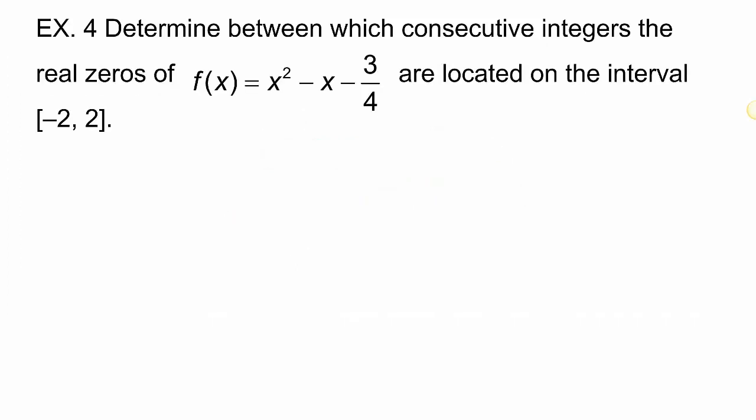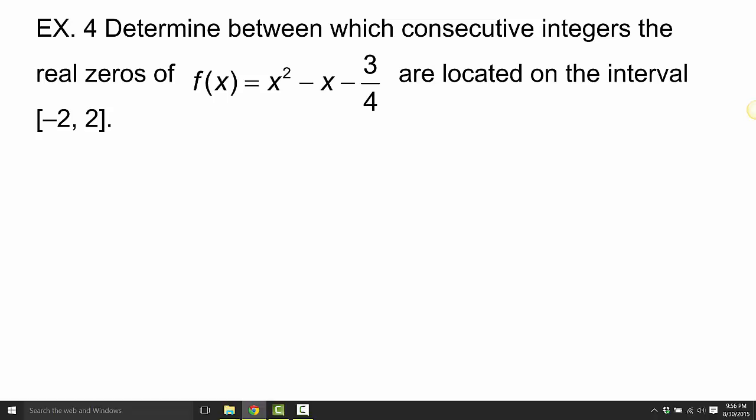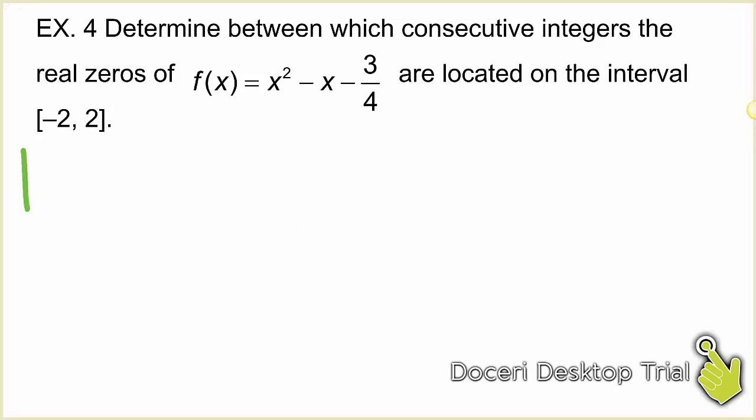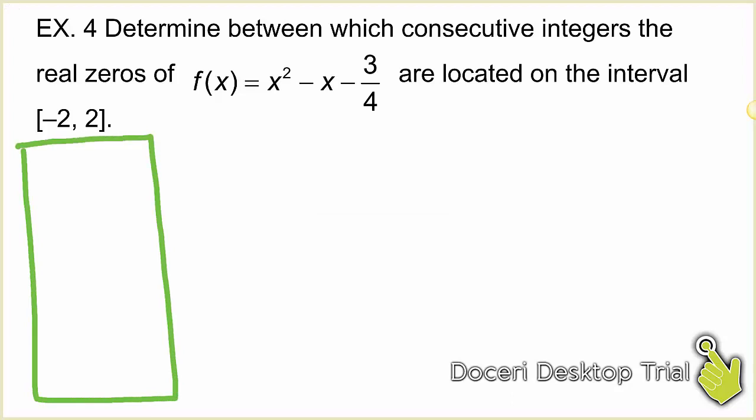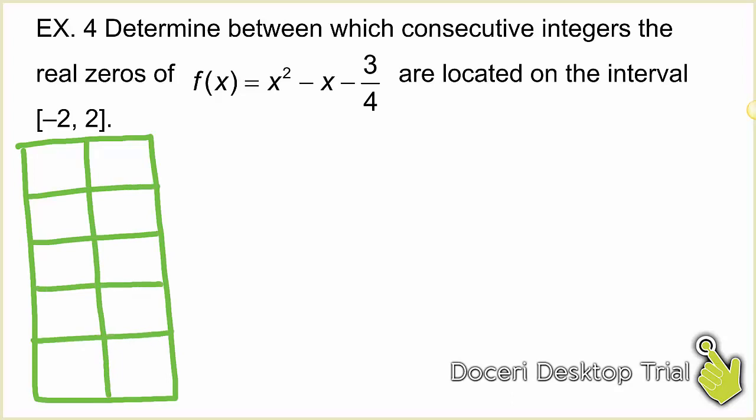So this says determine which consecutive integers the real zeros of this function are located on this interval. So what we want to do is we want to plug in function values from -2 to +2 and see what their sign is. We really don't care about the actual function value. I just want to know, is the answer positive or negative? Okay, so I'm going to draw myself a table, and this time I'm going to do a vertical table. Again, it really doesn't matter which direction your table is going. This is just what we're used to seeing. I'm going to split it up into 5 pieces again.